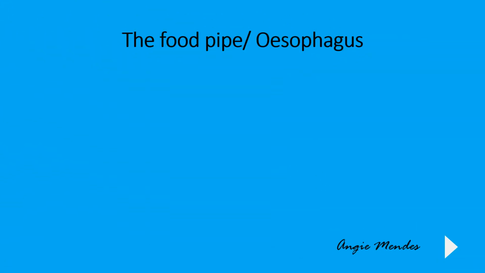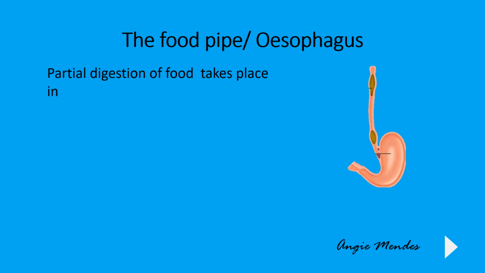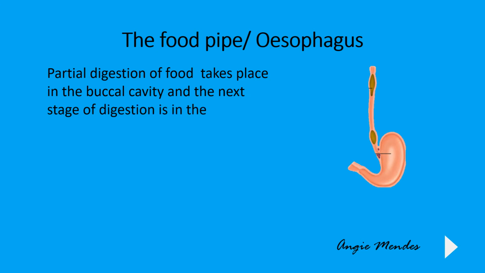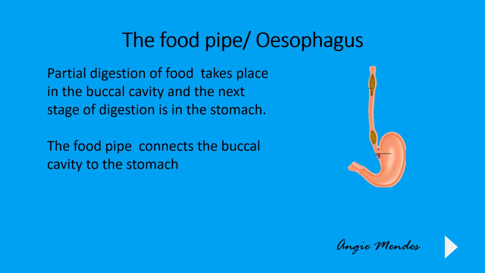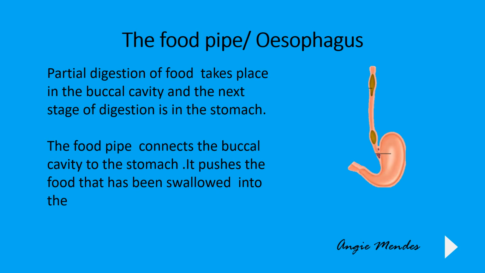The food pipe or the esophagus. The food pipe extends from the mouth to the stomach. Partial digestion of food takes place in the buccal cavity, and the next stage of digestion is in the stomach. The food pipe connects the buccal cavity to the stomach. It pushes the food that has been swallowed into the stomach. So here you can see the food is being pushed down into the stomach by the esophagus.